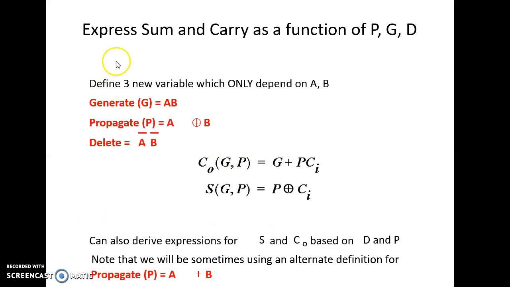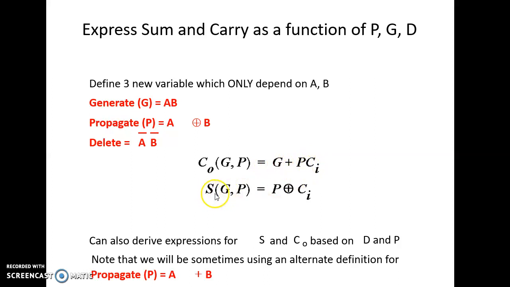Just like we discussed, we can express the sum and carry as a function of propagate, generate and delete. We can define the generate, which is represented as G, as AB, the product of both A and B. Then the propagate means A XOR B, and delete means A bar dot B bar. The carry output with respect to generate and propagate is equal to G plus PCI.